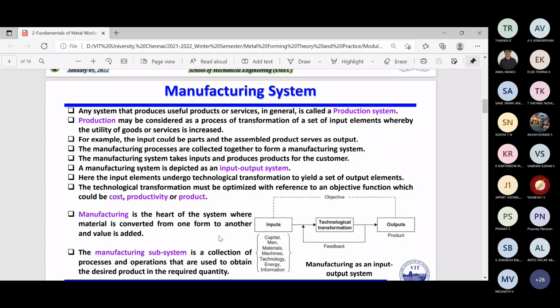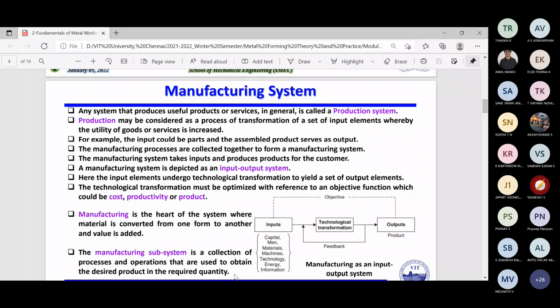The manufacturing is the heart of the system where material is converted from one form to another and value is added. So you are converting from one form to another, but wherever you are, you are adding some value there. And the manufacturing subsystem is a collection of processes and operations that are used to obtain the desired product in the required quantity. So now we have explained what manufacturing is and what the subsystem is.